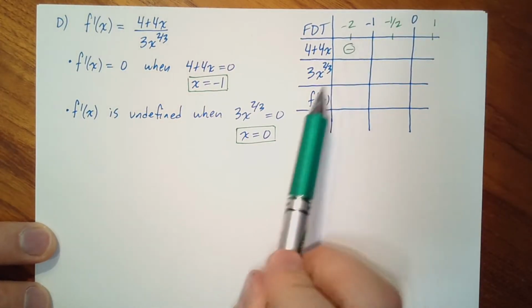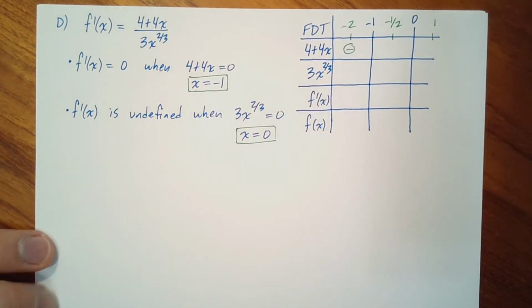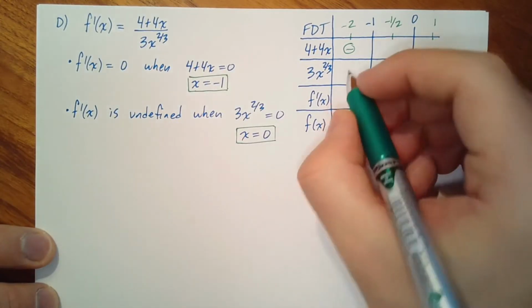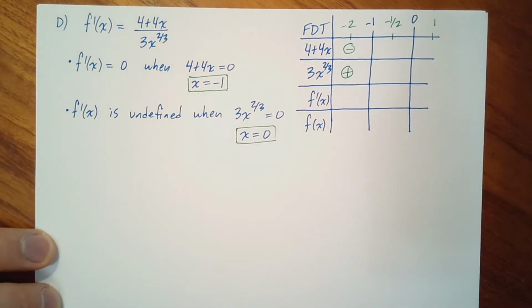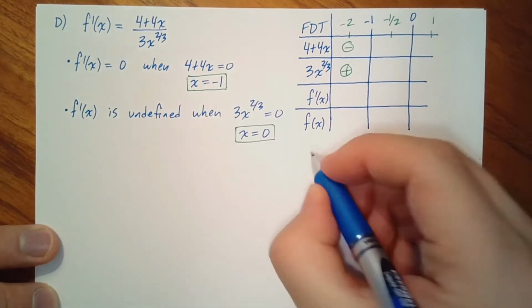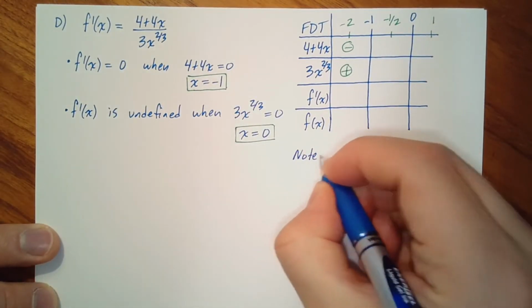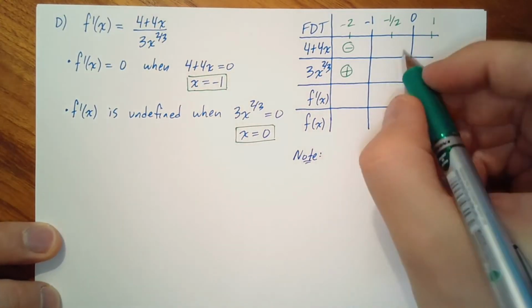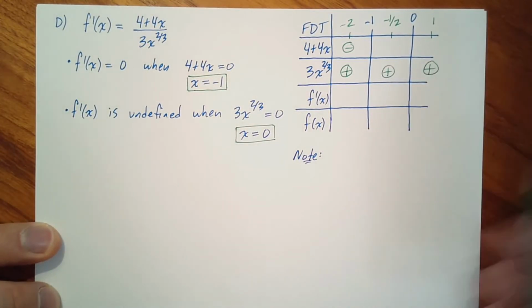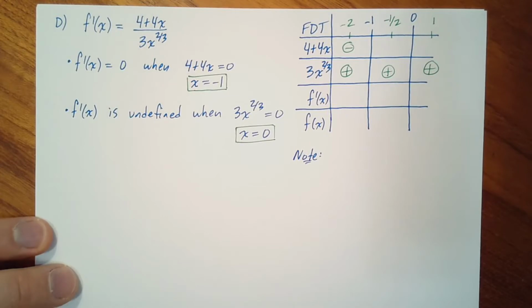If you plug -2 into 3x to the 2/3, if that looks intimidating, think about it this way. I'm just going to put a plus here, and a plus here and a plus here, without even looking at those 2 points. Here's why.